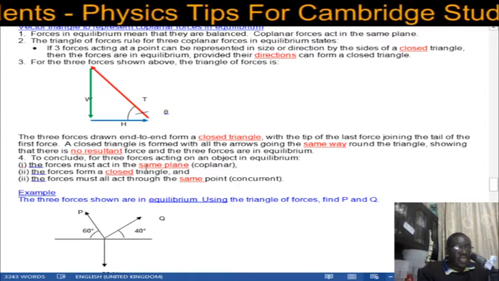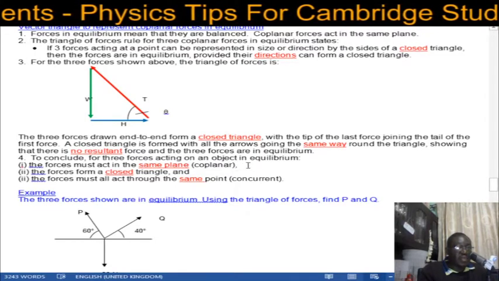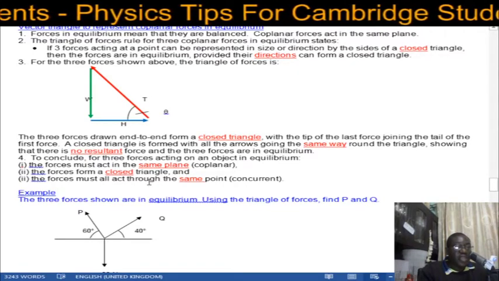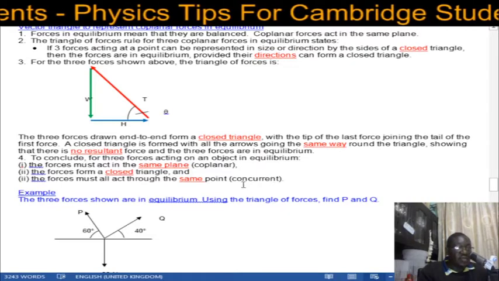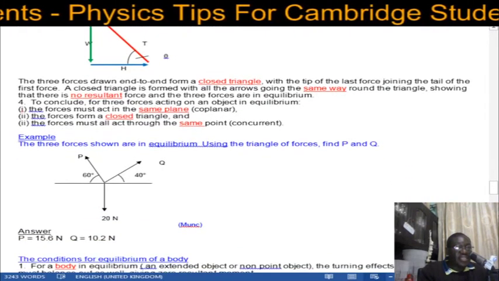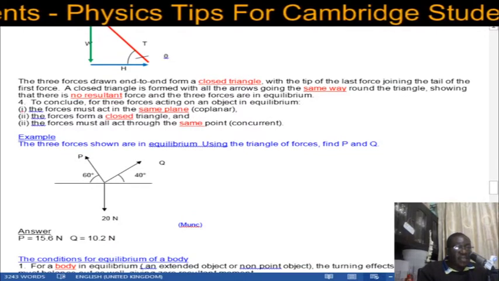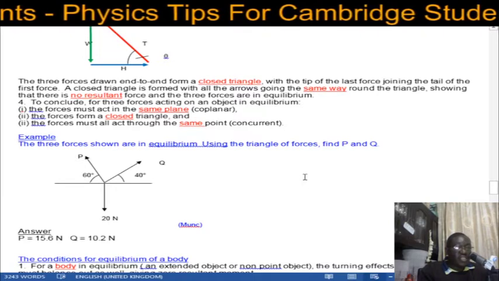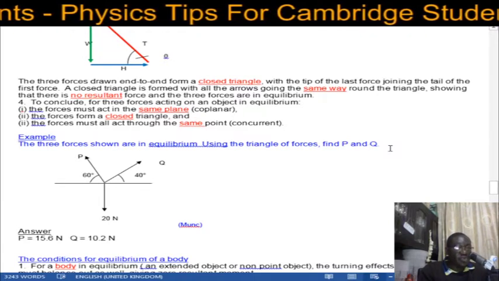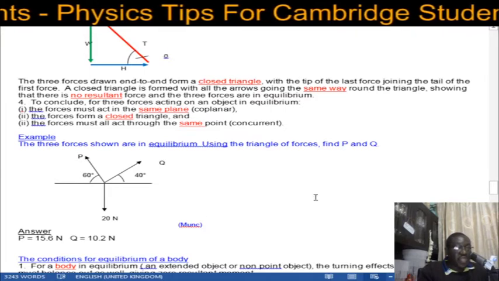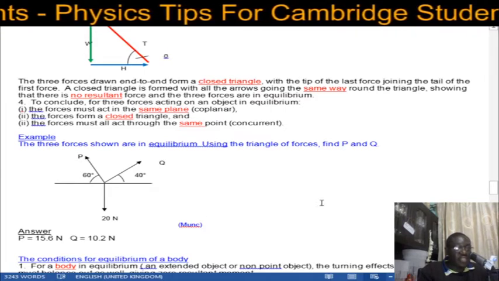So the forces must act in the same plane. They must be coplanar. The forces form a closed triangle, and the forces must all act through the same point. They must be concurrent. Now we're going to start off this video by looking at an example of this. We've got three forces that are shown that are in equilibrium, and using the triangle of forces, find P and Q. So when drawing the triangle of forces, make sure you draw them head to tail. Head to tail. Right, so we're going to try and do that.